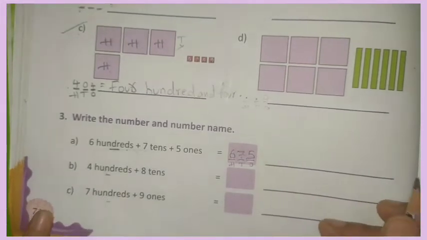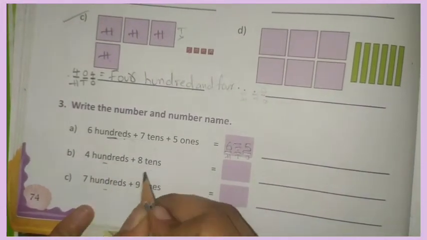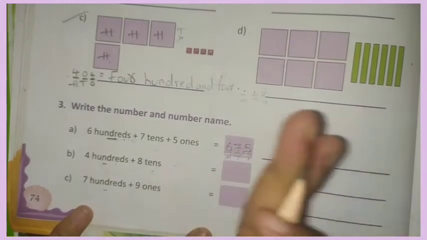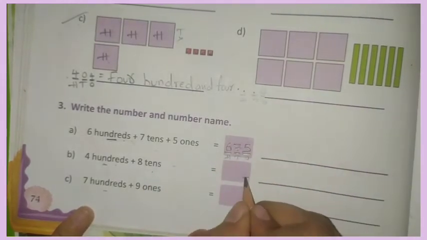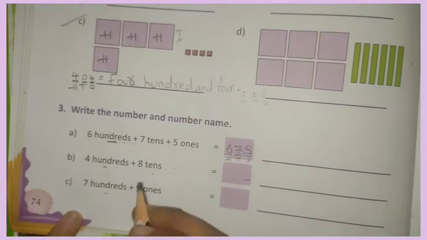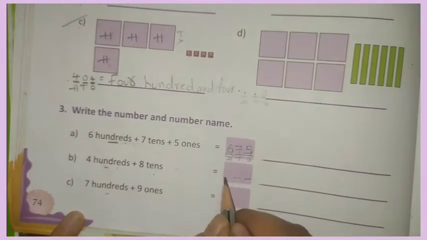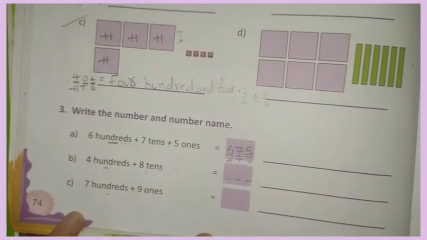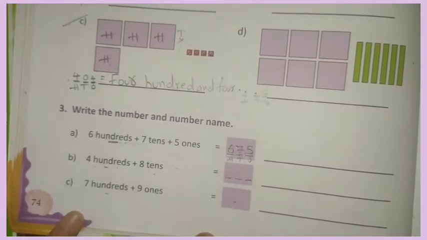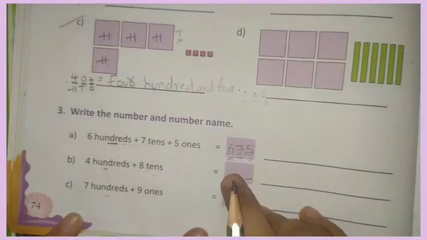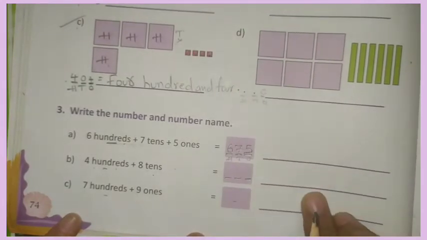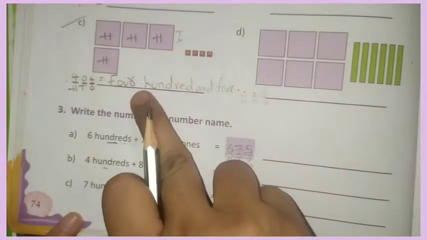675. Okay. Here hundreds and tens given, ones not given. So at ones place you have to write 0. Okay. Tens and hundreds, right. Next here tens not given. At tens place you have to write 0. Okay. Write these numbers and write its number name also. Number name means like this spelling. Okay.